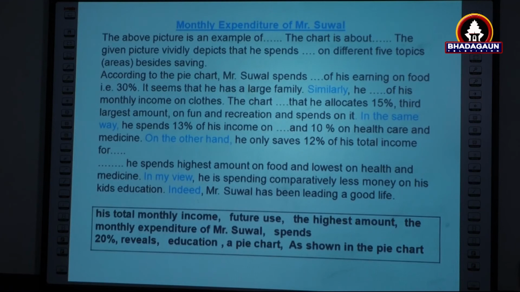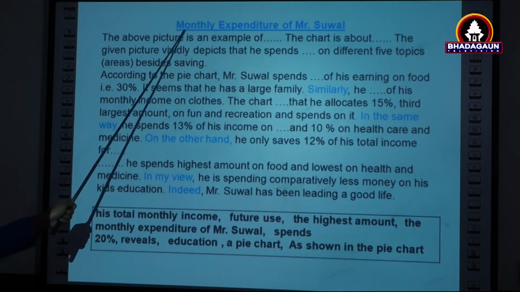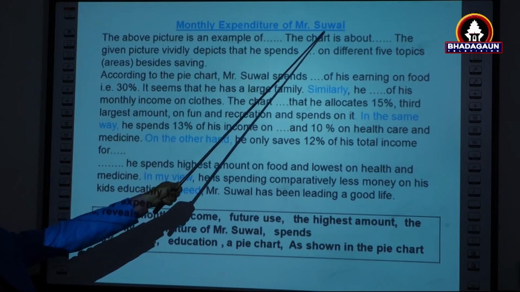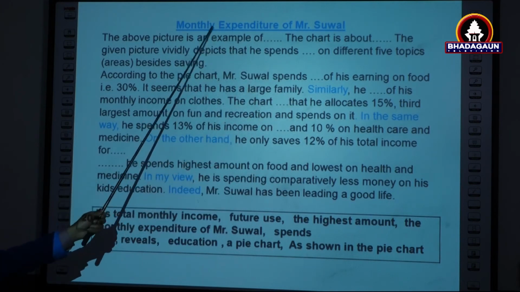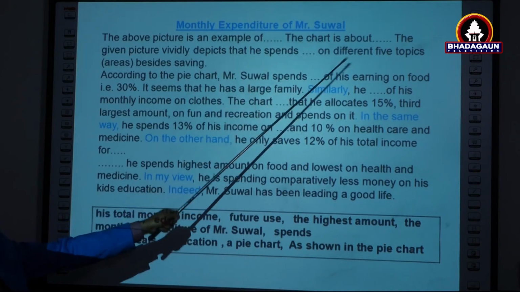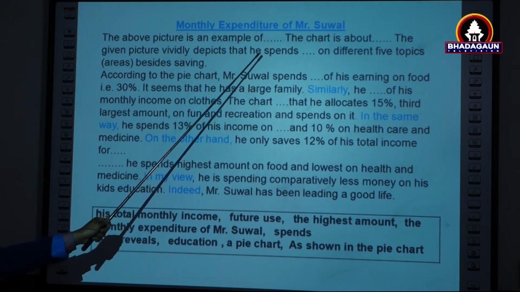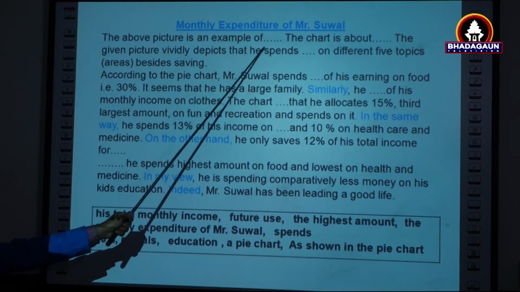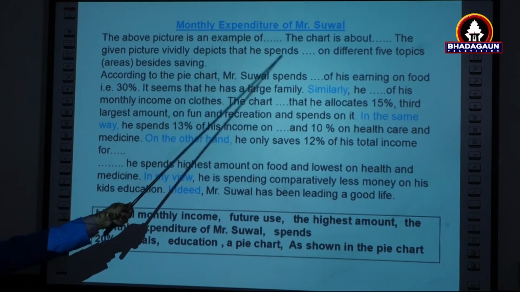Now let's see this one. Now here is the answer. Monthly expenditure of Mr. Sual. Now we are going to make the final answer. So this is the topic, monthly expenditure of Mr. Sual, which was given in the picture also, in the question also. So no need to worry about finding the title. The title is already given there. So we just pick it up from there and write it here in the answer.